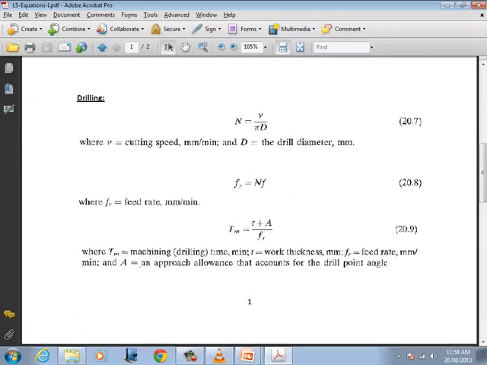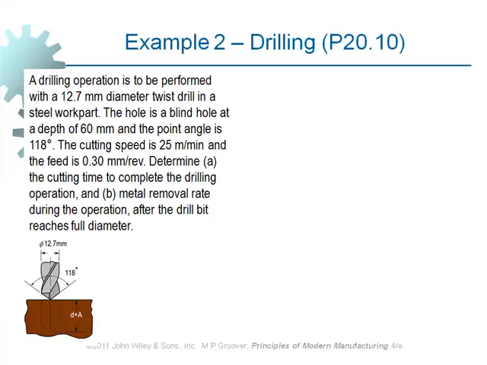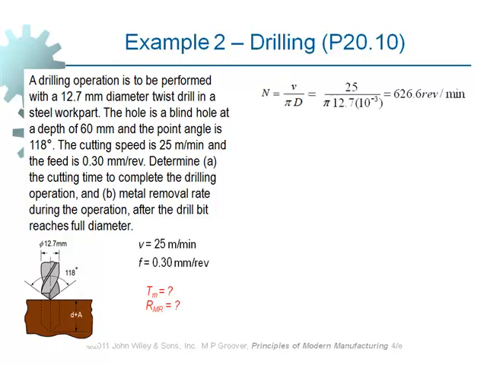That's all. Now let's go back to the problem. V is given, F is given, we are after Tm and MRR, which is material removal rate. Often V is given in the statement of the problem, or maybe spindle speed is given. But if you have one, you can compute the other one. Now V is given. We can easily compute spindle speed, which is N. For this given problem, it is 626.6 revolutions per minute, or RPM.